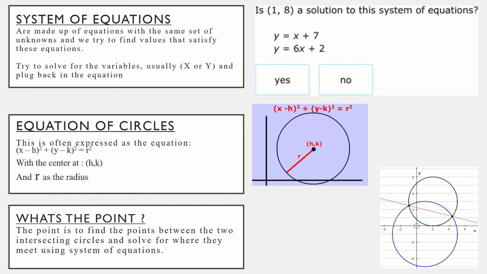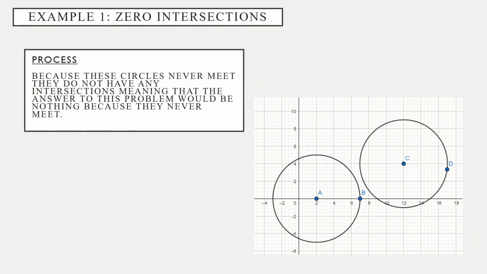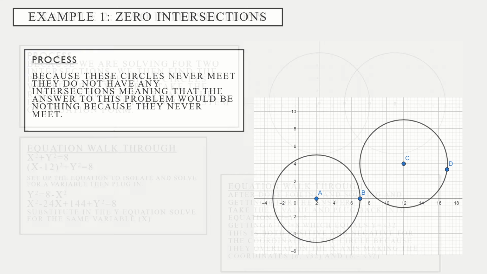So the point is to find the points between two intersecting circles and solve for where they meet using the system of equations, whether it be 1 point or 2 points, and on the right are examples of what these should look like. So the system of equations here, the equation of a circle, and what we're going to be solving for. For our first example, it's zero intersections, so there wouldn't be an answer for this because at no point do these two circles overlap, so they don't share a coordinate. So we cannot solve for this type of problem.